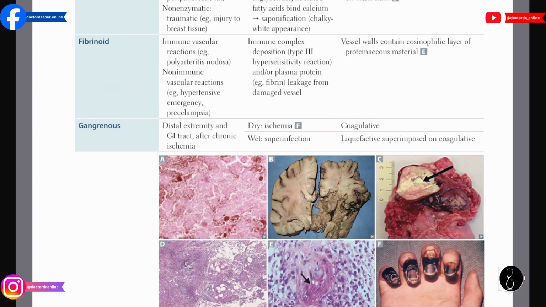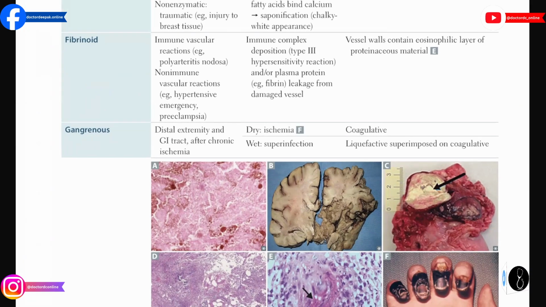So now we will discuss fibrinoid necrosis. First of all, you have to keep one thing in mind. Fibrinoid necrosis is a type of necrosis in which your blood vessel wall becomes necrotic. Basically, it is a necrotic damage to the blood vessel wall.